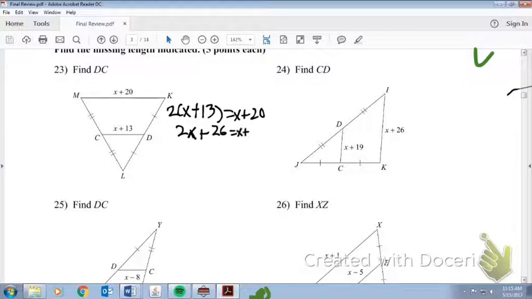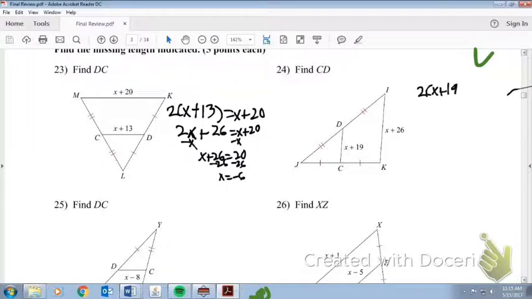We then use our algebra. Make sure you distribute that 2 to both of them. We get 2x plus 26. We're going to subtract x from both sides. We get x plus 26 equals 20. We're going to subtract 26 from both sides, and we get x equals negative 6.